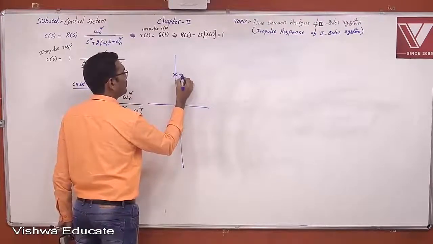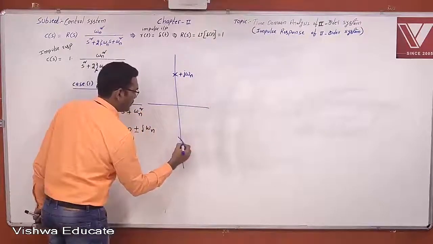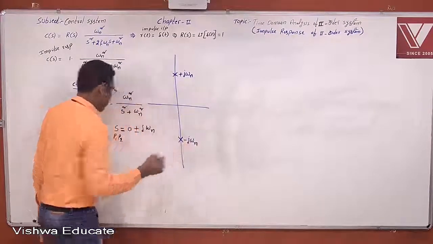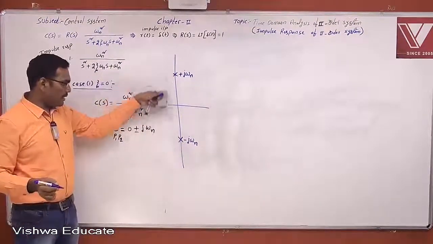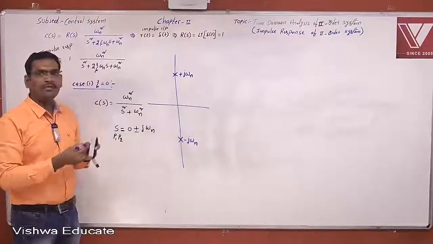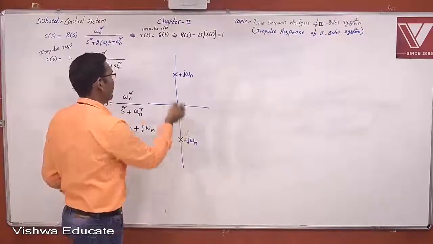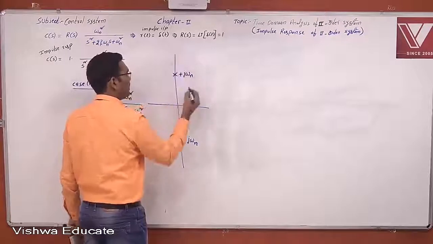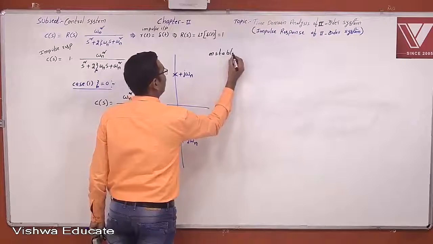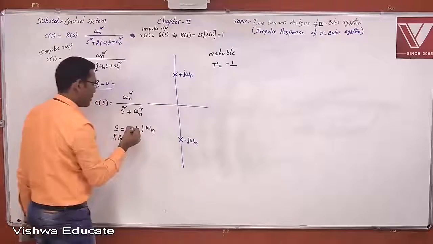One pole is at plus j omega n and another pole is at minus j omega n. Now, the poles which lie on the imaginary axis and are not repeated, you can easily find all the parameters. First, tell me: poles which lie on the imaginary axis and are not repeated, therefore the system is marginally stable.